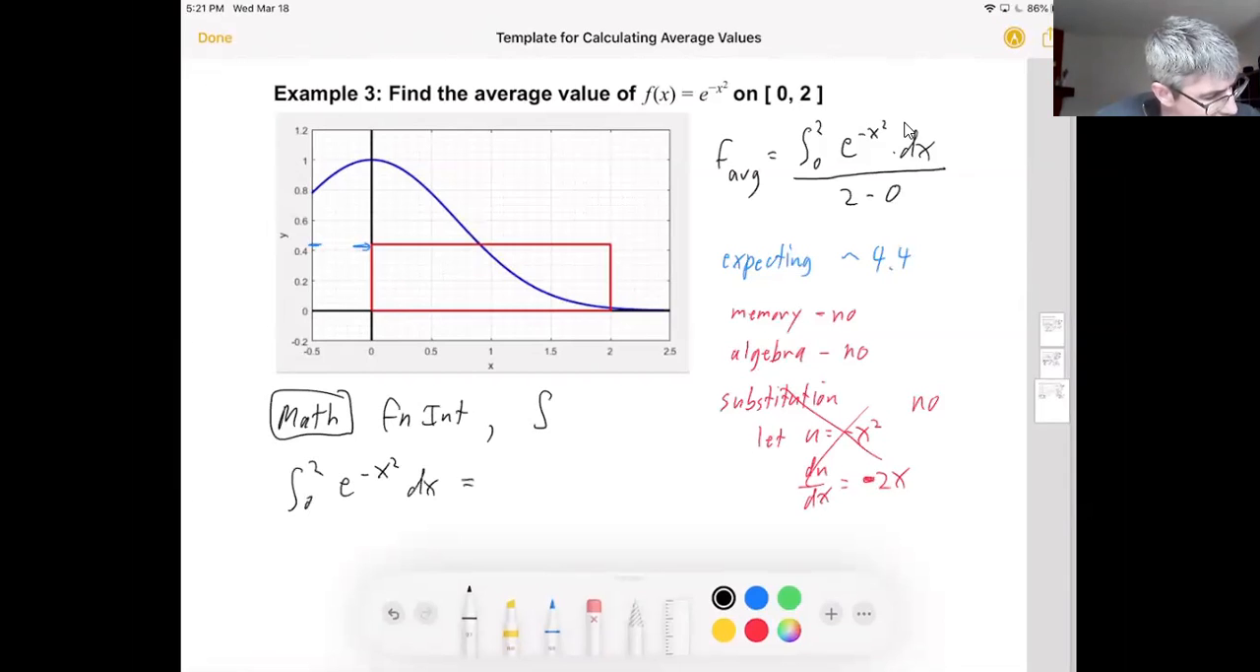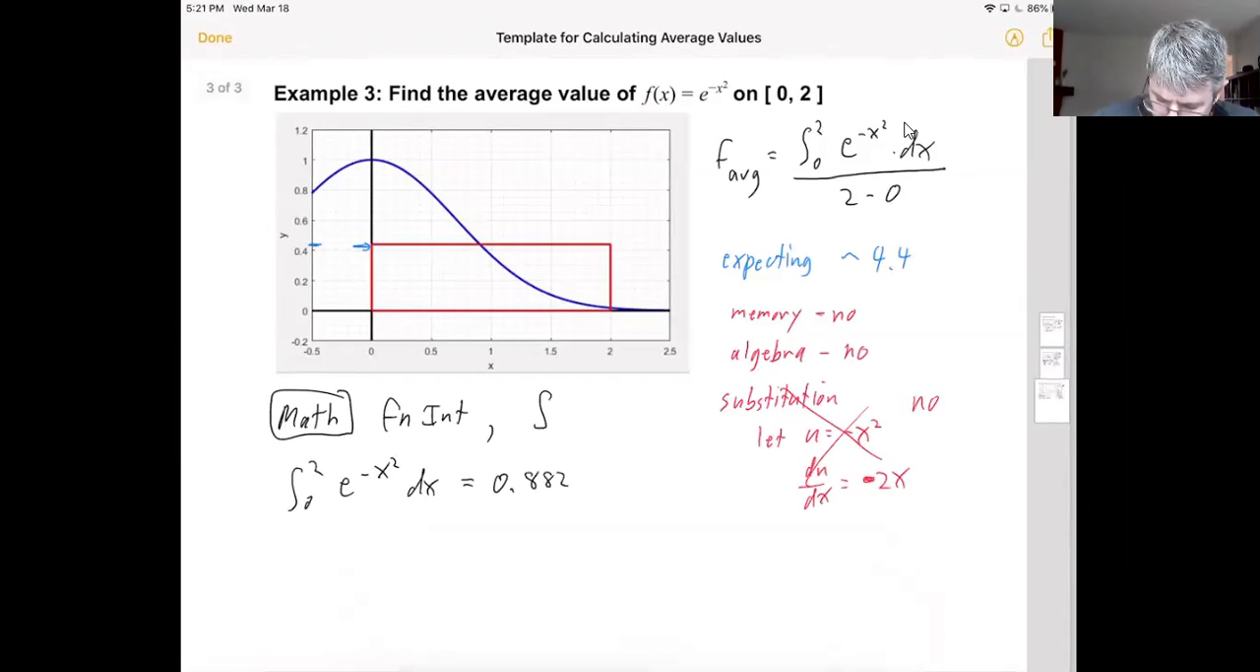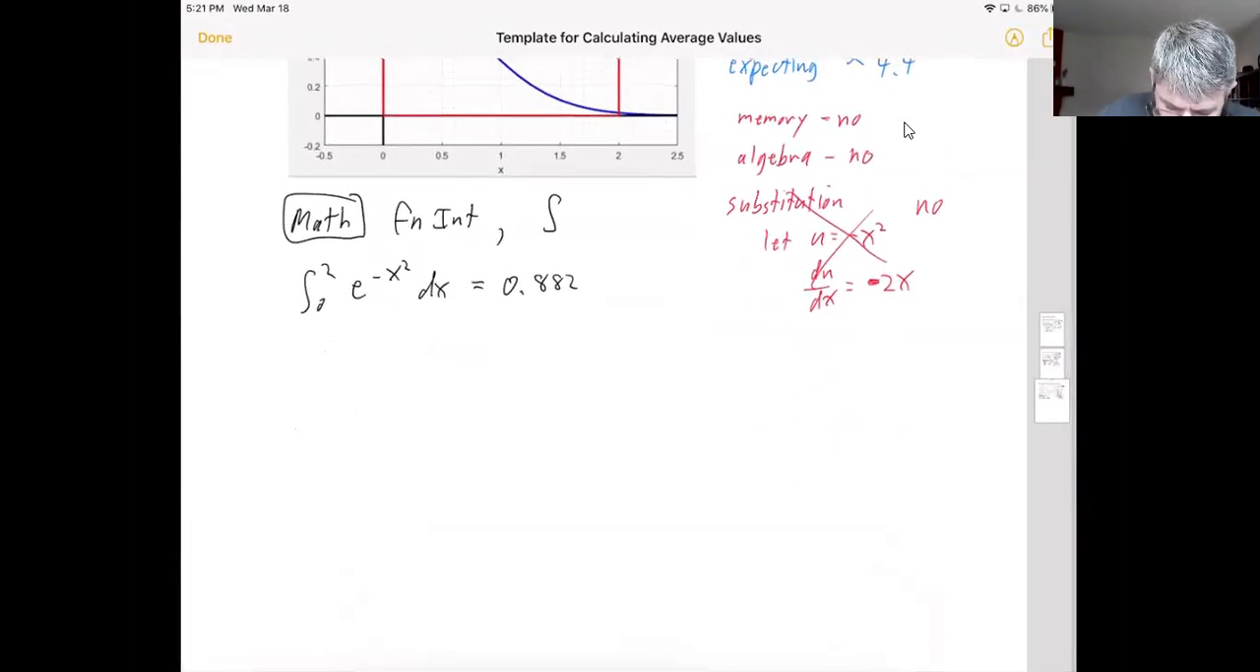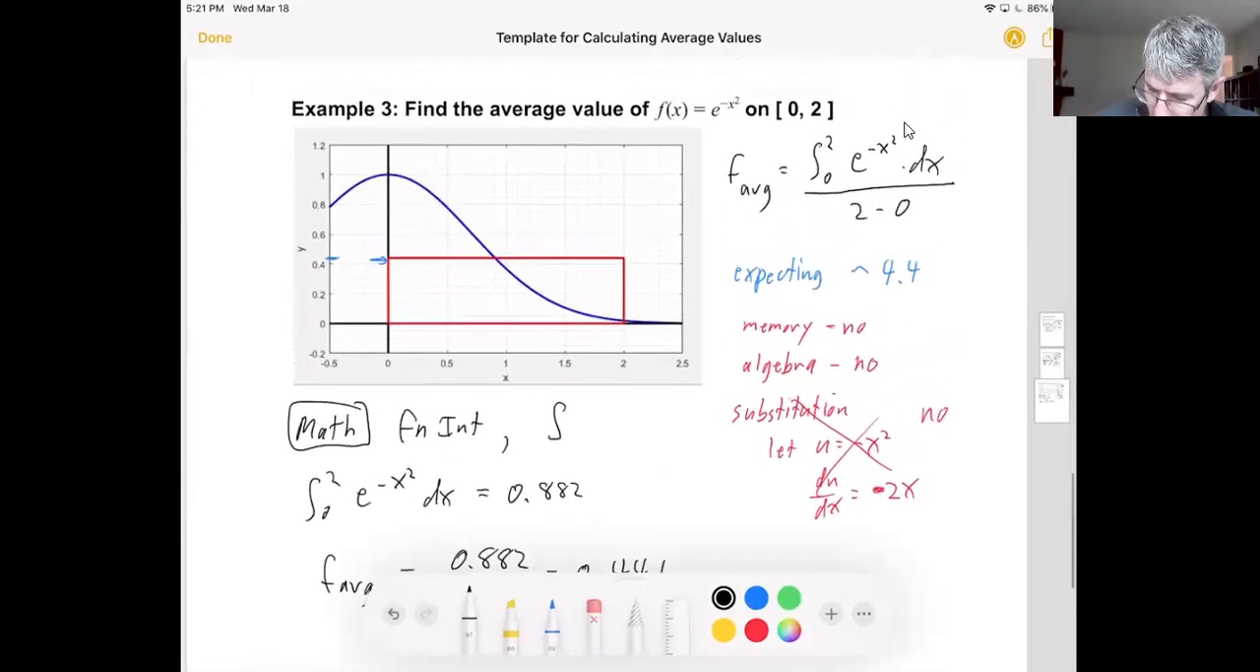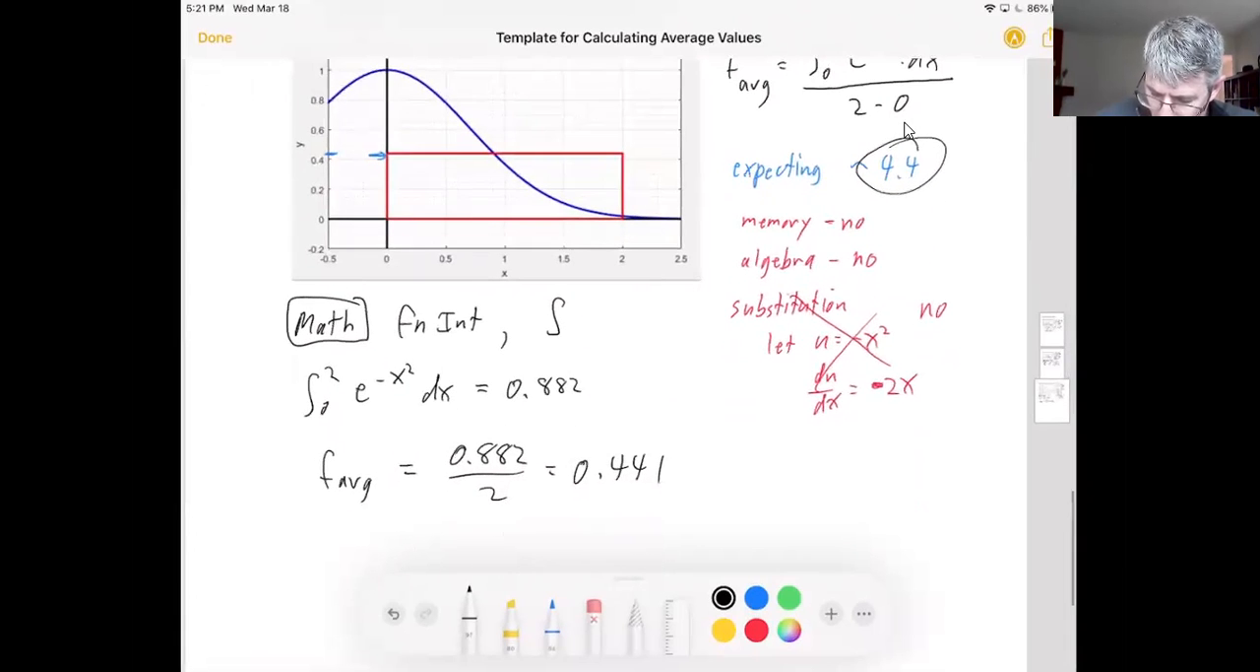dx, and your calculator, when you do that, should give you a value of about 0.882. So when you divide that by 2, then we should get that f average is equal to 0.882 over 2, which is 0.441, which is extremely close to the guess. Remember, we were expecting about 4.4. So our answer of 0.441 is extremely close to the expected value.